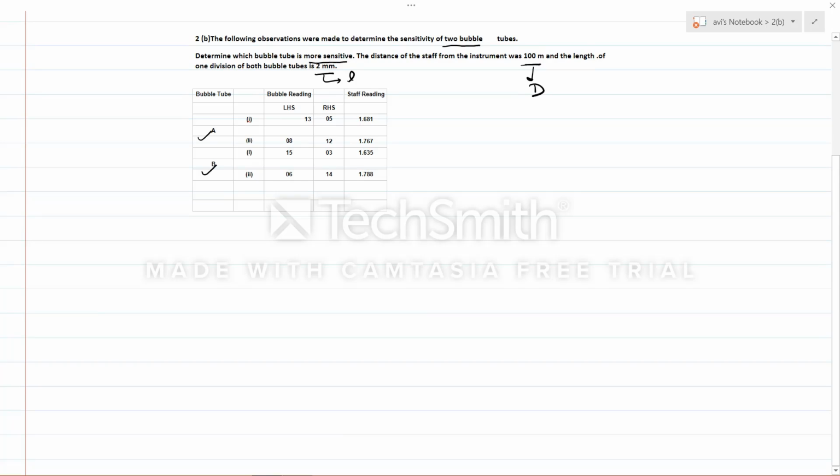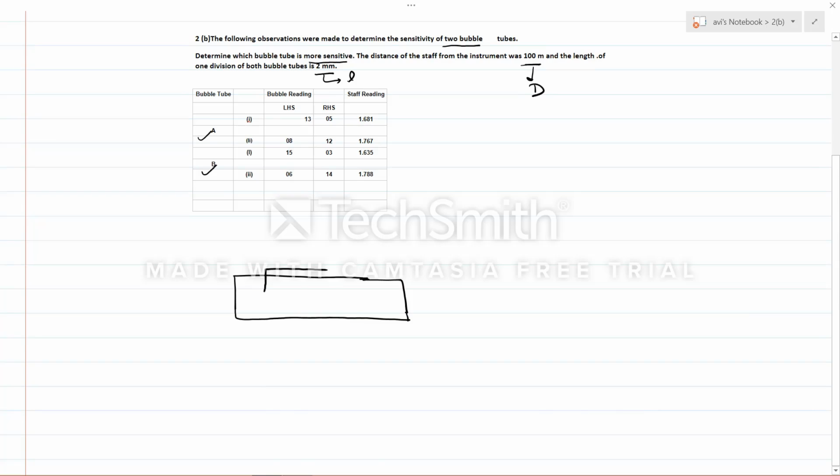What is the sensitivity of a bubble tube called, and how do we understand this? Suppose this is a spirit level. It is also called a level tube or bubble tube. Spirit level, level tube or bubble tube, we call all three things.